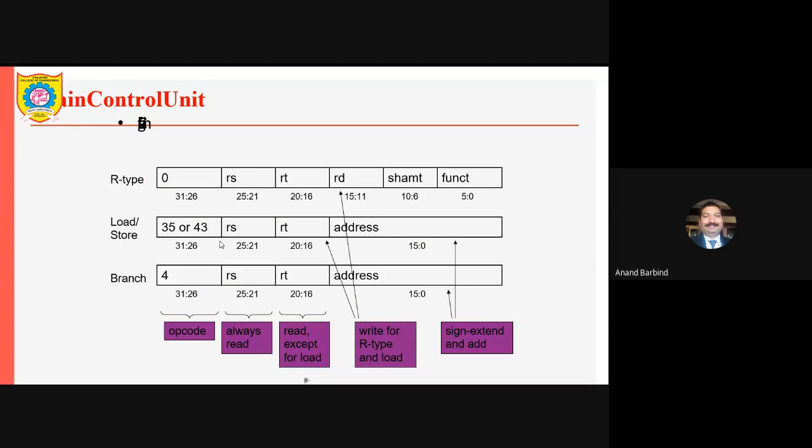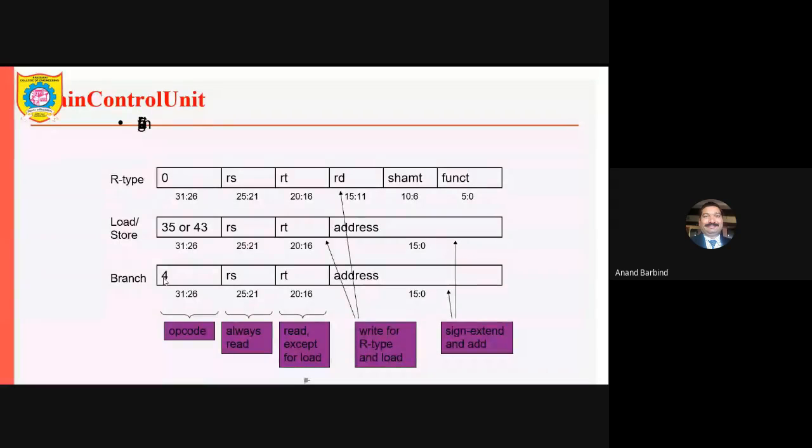Okay. These bits 31 to 26 are 35, okay, in hexadecimal, or 43, depending on whether it is a load instruction or store instruction. For load instruction, these bits are 35, whereas for the store instruction, these bits are 43. Okay, so that number is stored using this. Okay, whereas in case of R type instruction, all these bits are 0. Okay, in case of branch instruction, these bits are 4.